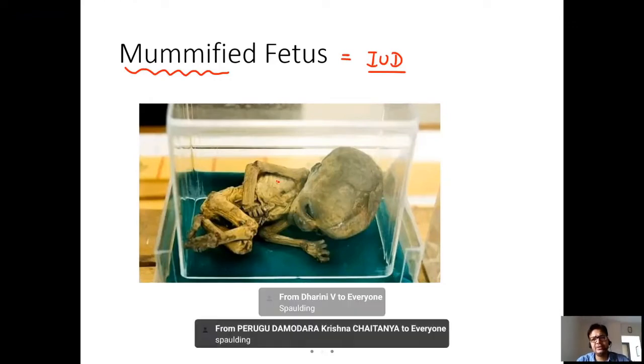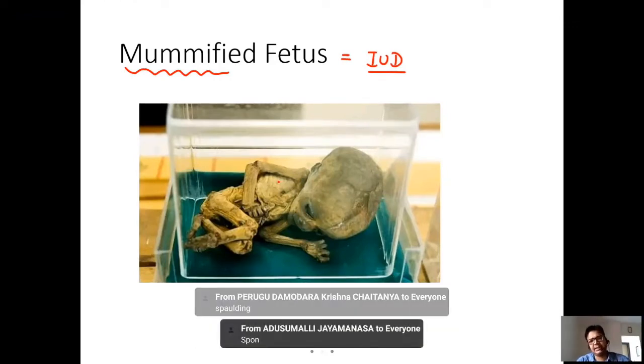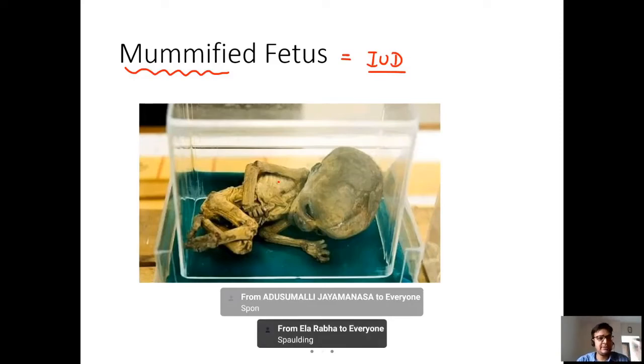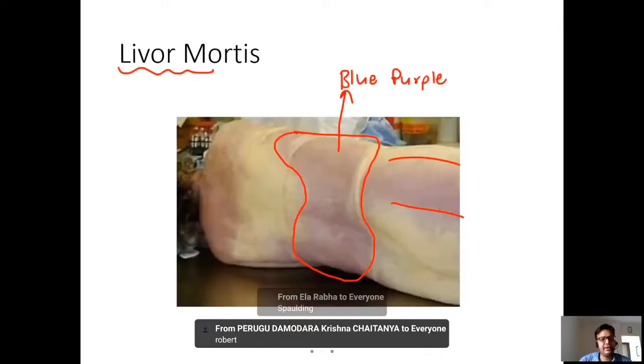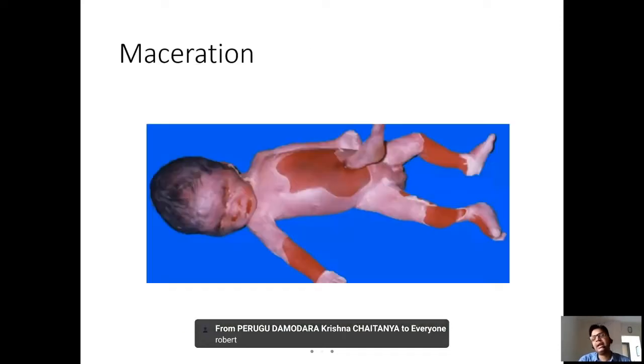Overlapping of the cranial bone is known as which sign? Yes, Spalding sign. Gas in aorta is known as which sign? Yes, friends. Gas in aorta is known as Roberts sign.